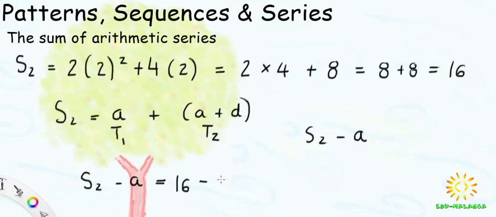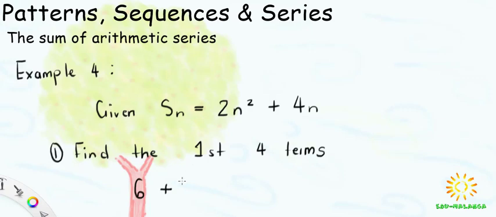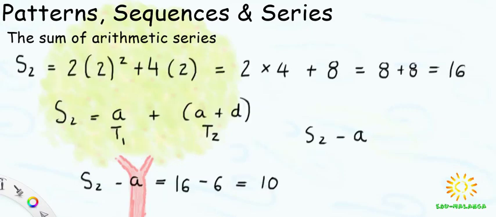16 minus 6, which is going to equal 10. So that's going to be our second term of the arithmetic series, 6 plus 10. We have to find 4 terms, so let's do this again for term number 3.